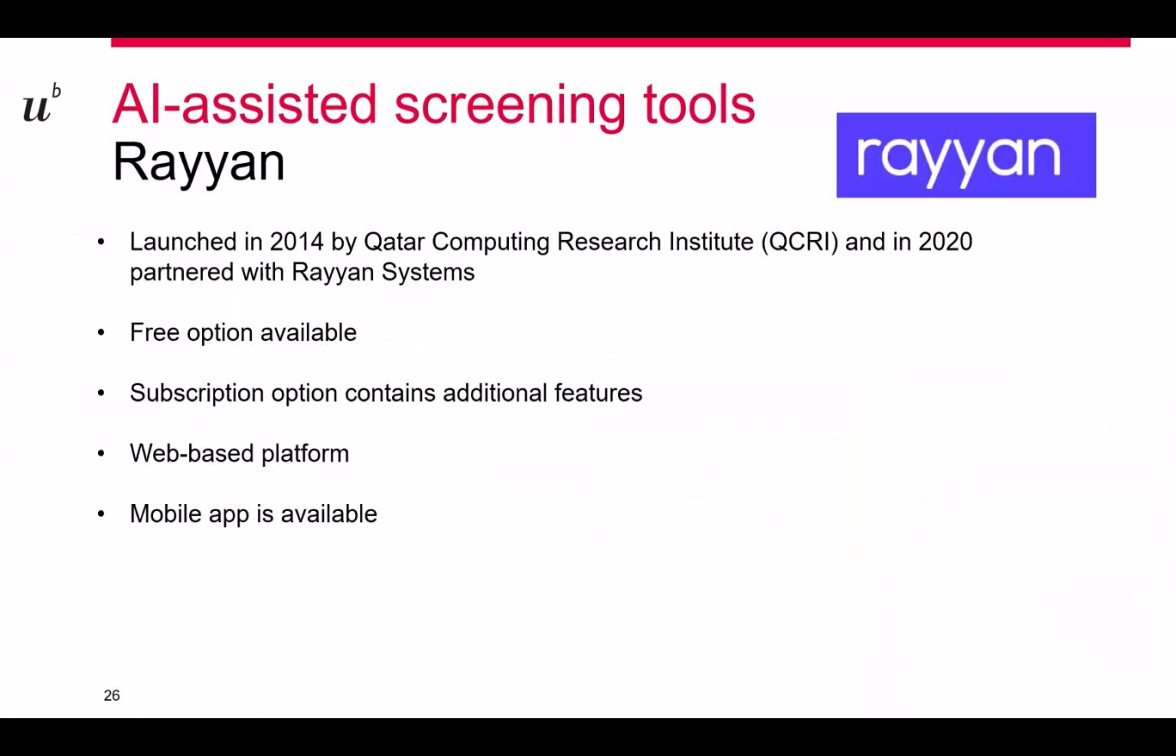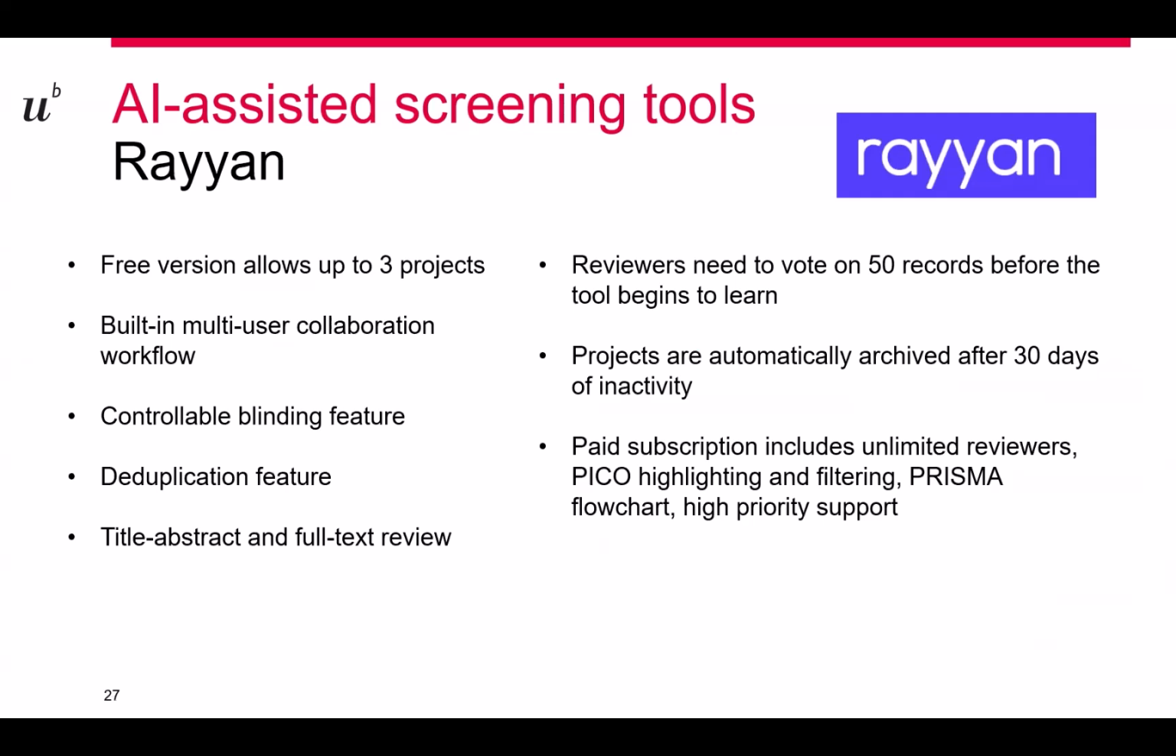And lastly, we have Rayyan, which is a tool that has, of course, the title abstract and full text review. There are free options as well as subscription options. It's completely web-based, and it also has a mobile app. The free version, you can do up to 3 projects. It does have a built-in multi-user collaborative workflow.